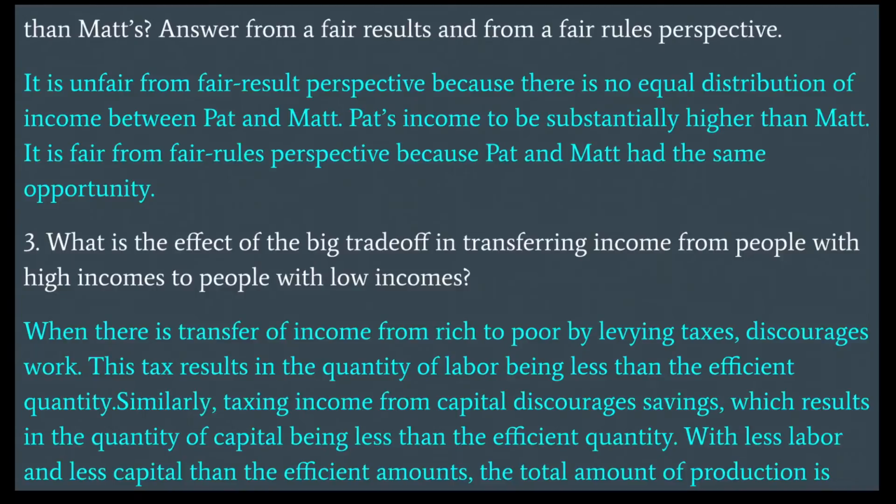Third one, what is the effect of the big trade-off in transferring income from people with high incomes to people with low incomes? When there is a transfer of income from rich to poor by levying taxes, it discourages work. This tax results in the quantity of labor being less than the efficient quantity. Similarly, taxing income from capital discourages saving, which results in the quantity of capital being less than the efficient quantity.